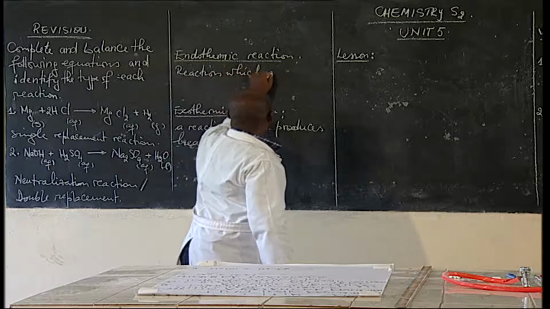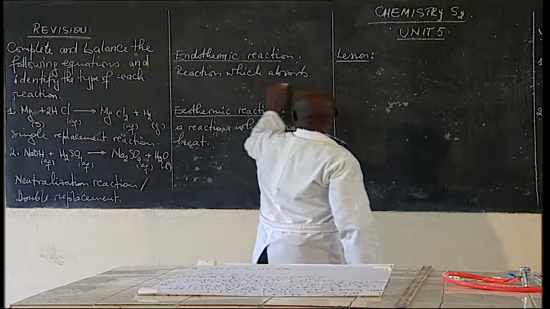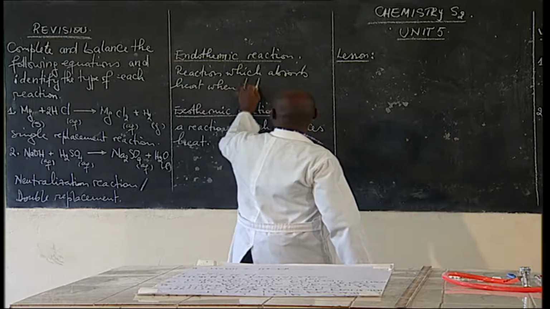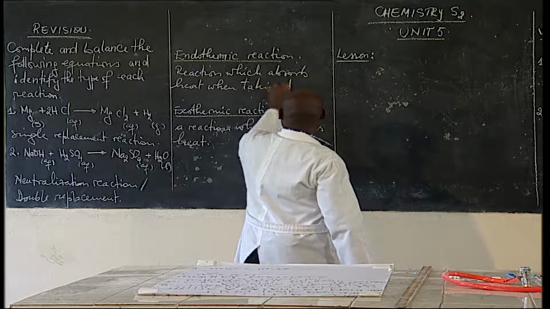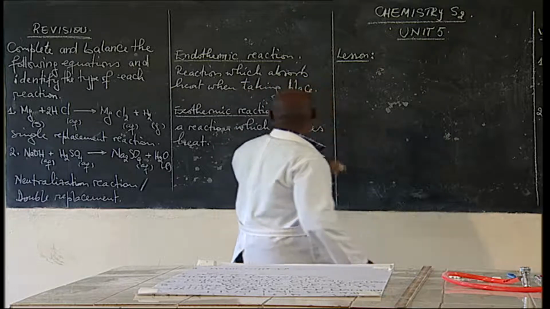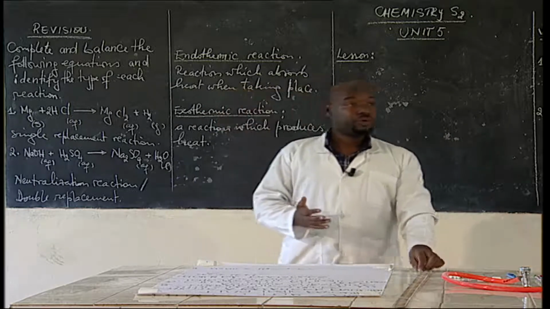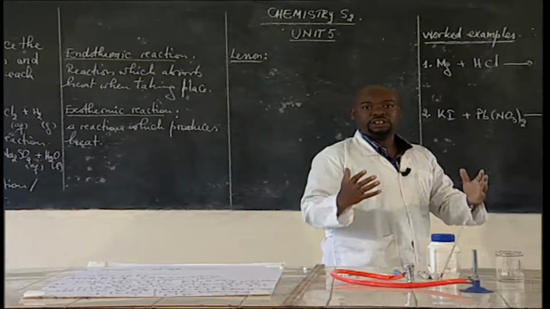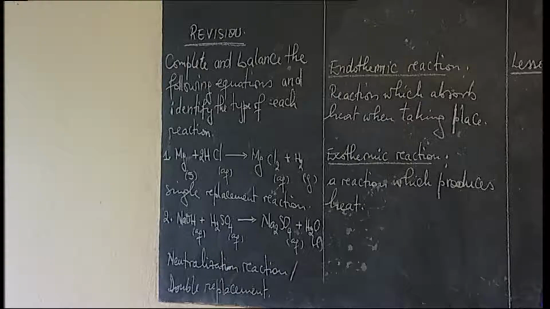So endothermic reactions are reactions which absorb heat when taking place. An endothermic reaction is any reaction which absorbs heat when it is taking place, and because of the heat which is absorbed, the temperature falls. An exothermic reaction is a reaction which releases heat and then causes an increase in temperature.